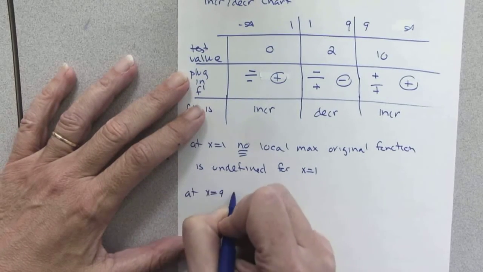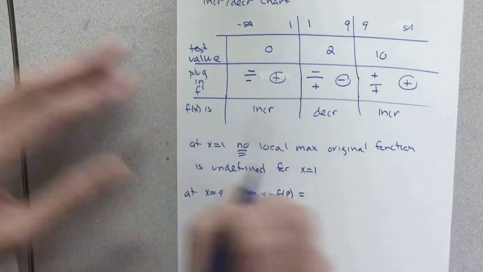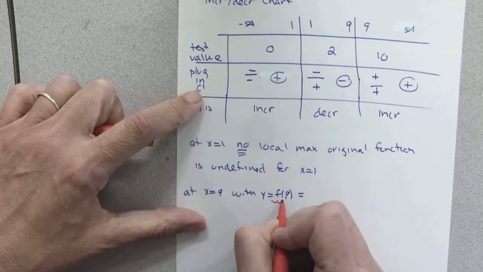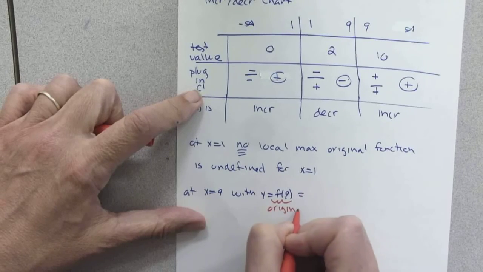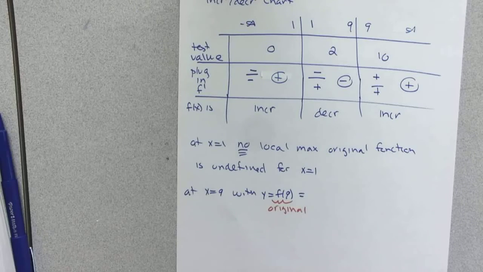At x equal 9, with y equal f of 9, always the original function. And I'll put my original function in the calculator here, and hopefully my calculator will deal with it.